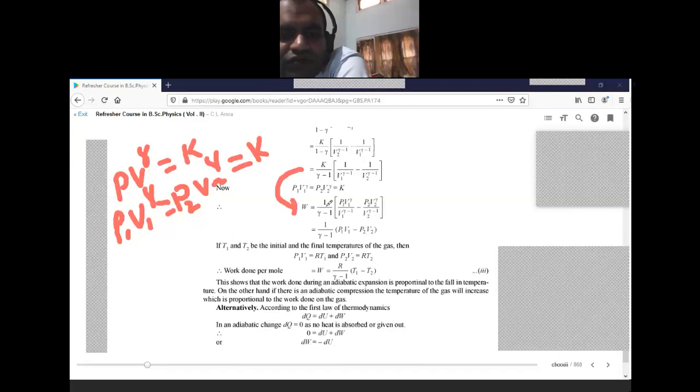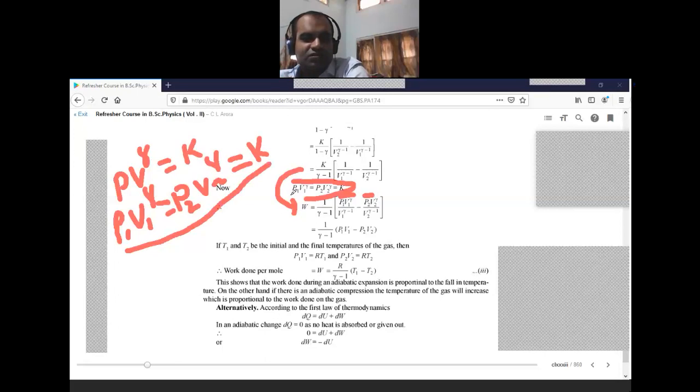So W, work done, is equal to 1 divided by gamma minus 1, and the K quantity has been taken inside. That means K divided by V1 to the power gamma minus 1. Here it is directly written P1 V1 to the power gamma and P2 V2 to the power gamma, because of this particular relation, also given here. K is taken inside for simplicity of calculation. So here we have only 1 divided by gamma minus 1, and K is P1 V1 to the power gamma, P2 V2 to the power gamma. Then again, if you simplify, 1 divided by gamma minus 1, and P1 is there, so V1 to the power gamma divided by V1 to the power gamma minus 1.